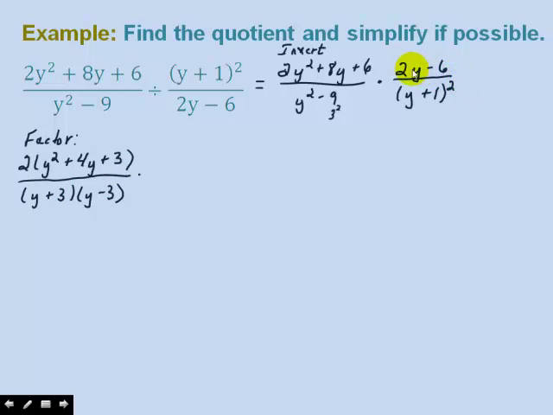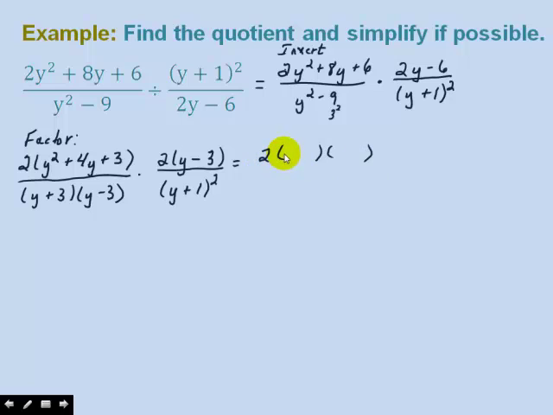And in our second numerator, we have 2y minus 6. Those both have a factor of 2. So let's factor out that 2, and that leaves us with y minus 3. And in the denominator, this is actually already factored. Now we have one more step to do, and that's going back to this first numerator. We have a trinomial, so we need to try and factor that into 2 binomials. Don't forget to keep your 2 out in front.